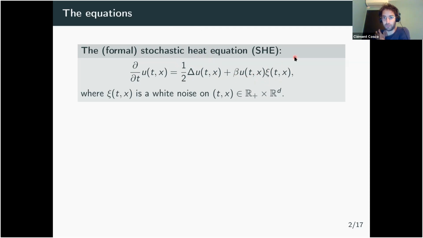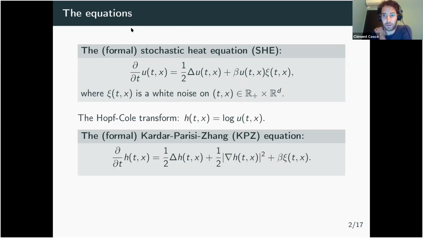And Hubert has talked a lot about it in the previous talk. I'm considering the equation on R^d, and Xi here is a space-time white noise. So this equation is associated via the Hopf-Cole transform to the KPZ equation. And the Hopf-Cole transform is just simply taking the log of U.